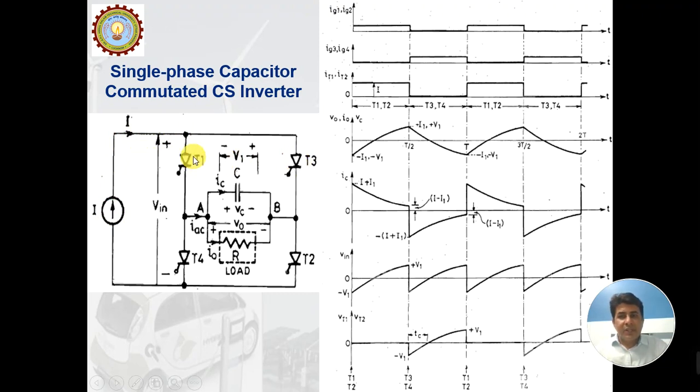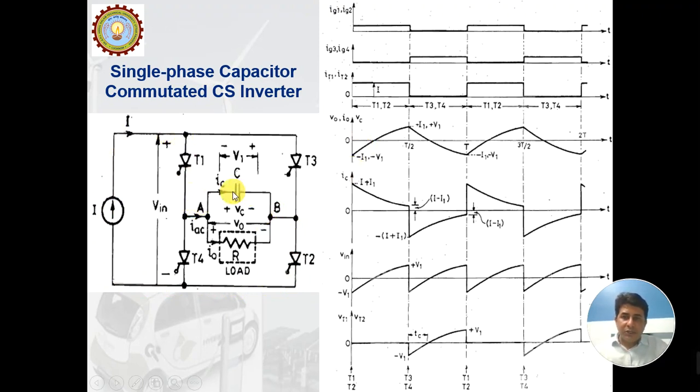Now let us say at time 0, thyristors T1 and T2 are fired. When T1 and T2 are fired, the circuit will be connected through T1, then through this combination, and then through T2, and it will be back. The current will remain I. Up till point A, the current is I, and at point B, the current leaving from this point will also be I. So this is the current I which is flowing through the load side.